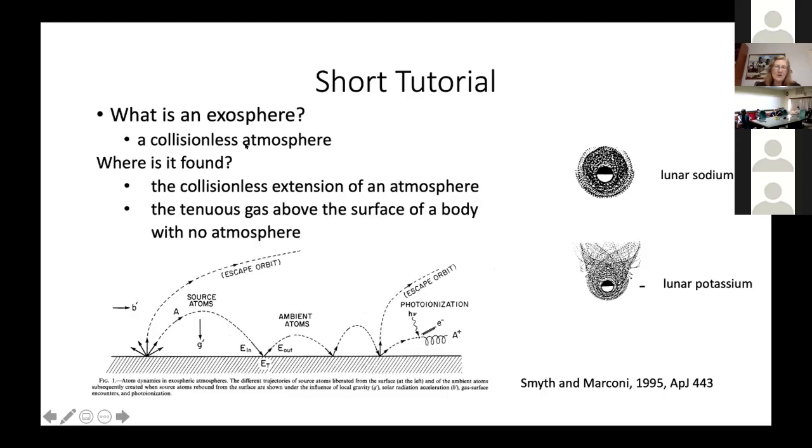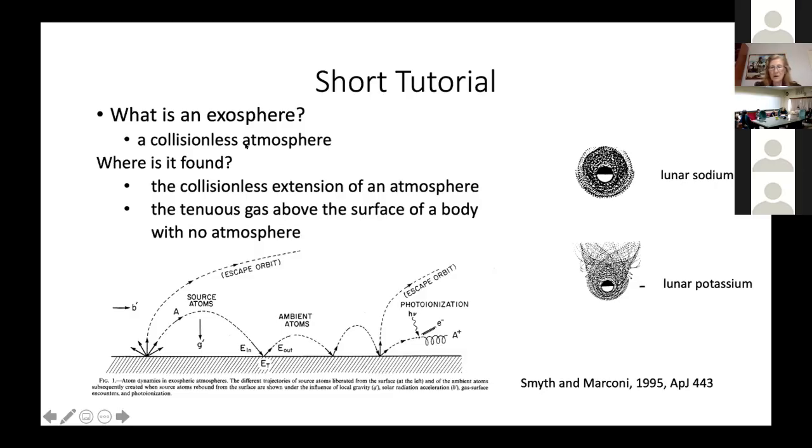So where are exospheres found? Well, a collisionless extension of an atmosphere is an exosphere. The Earth's atmosphere has an exosphere above it. Or in the case of the Moon and Mercury, the exosphere is the tenuous gas above the surface, and that's called a surface-bounded exosphere.